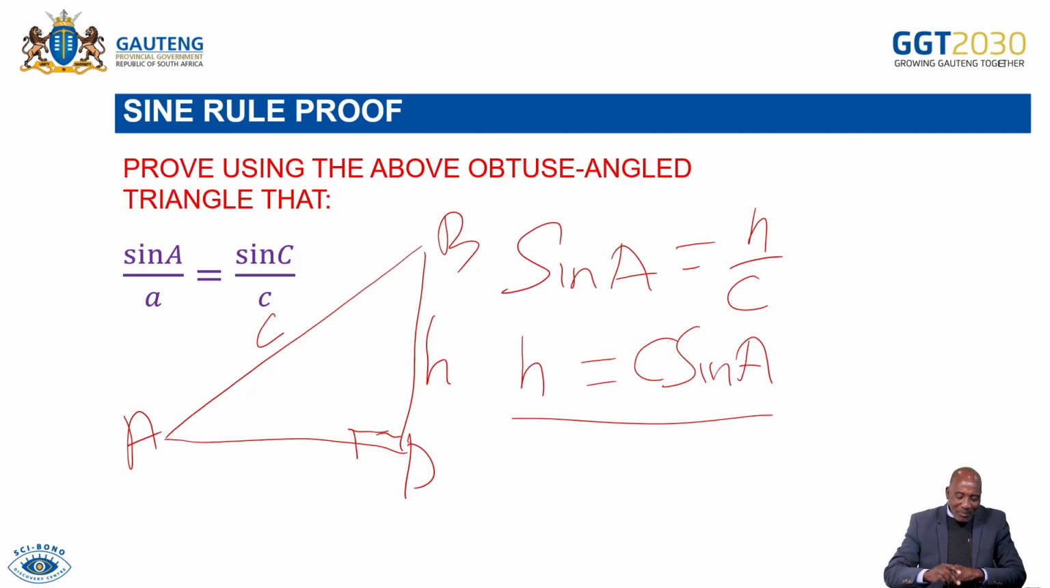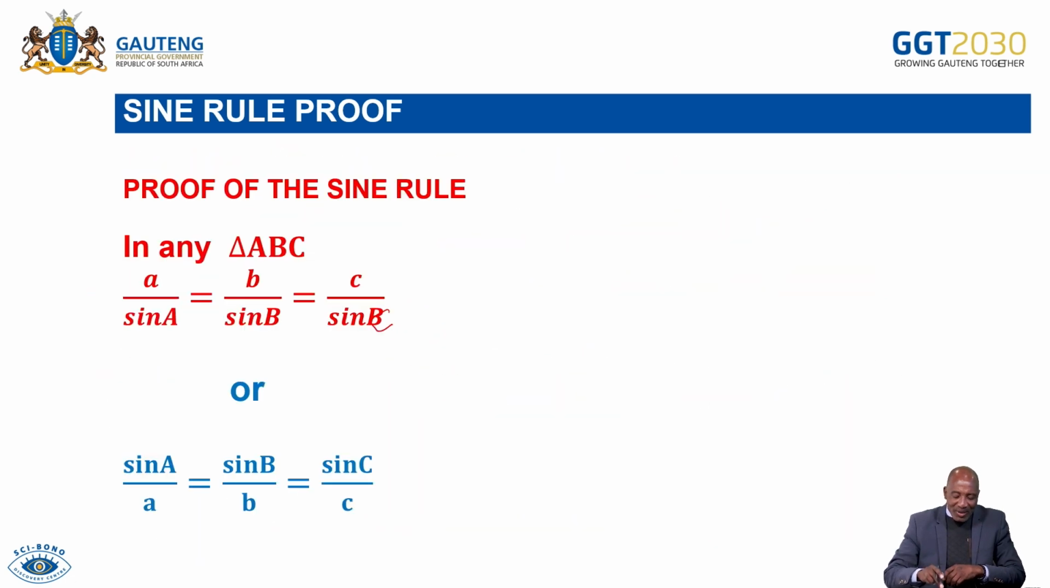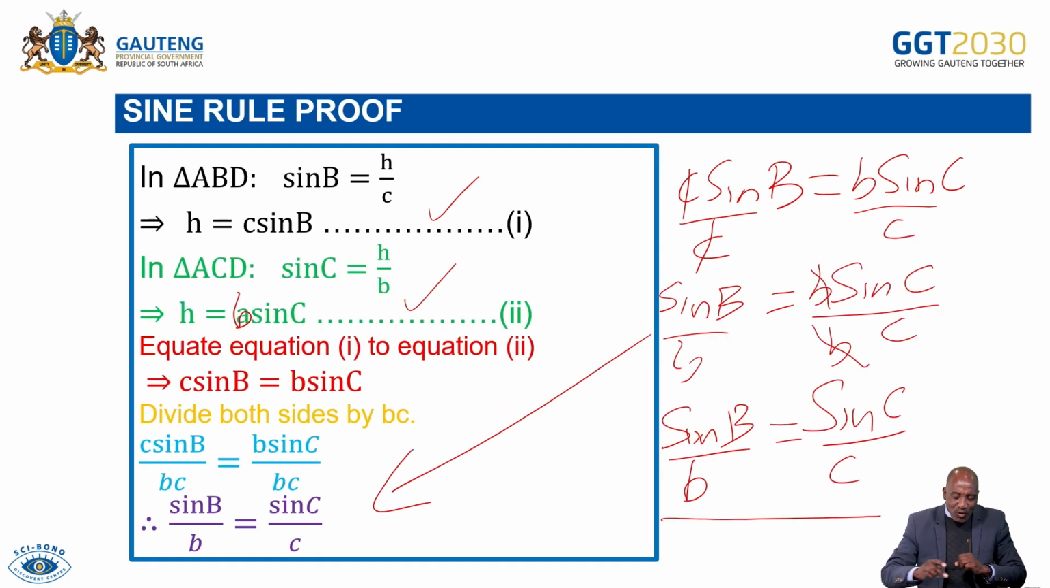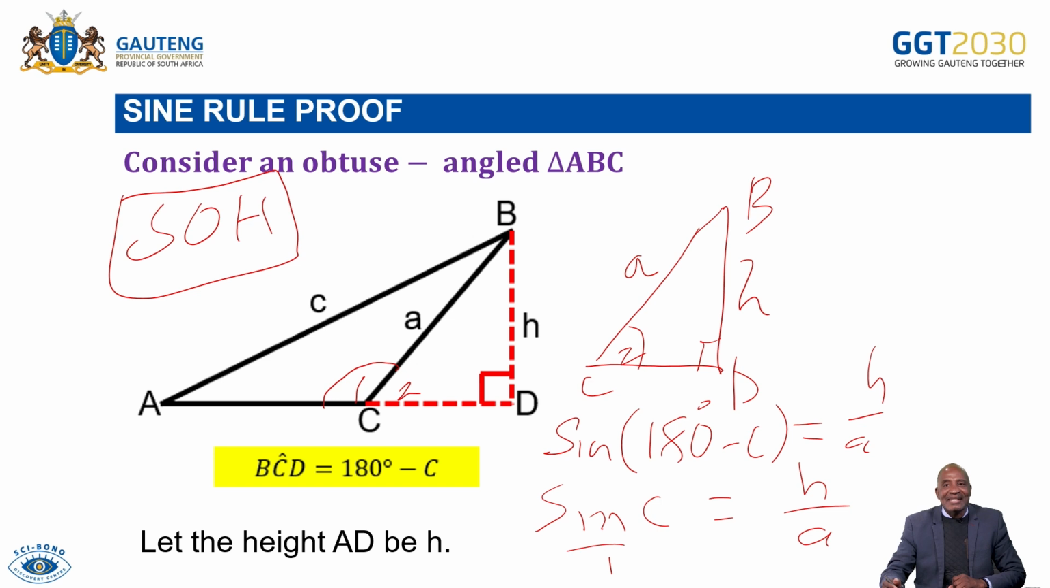Why then did we pick a different diagram altogether from the first one? We're trying to indicate to you that it doesn't matter what type of triangle you work with. Whether you work with an acute angle triangle or an obtuse angle triangle, the result will always be the same.